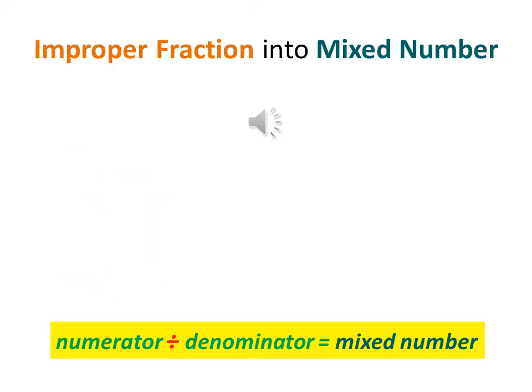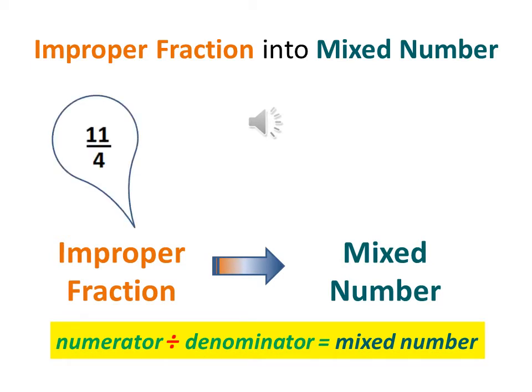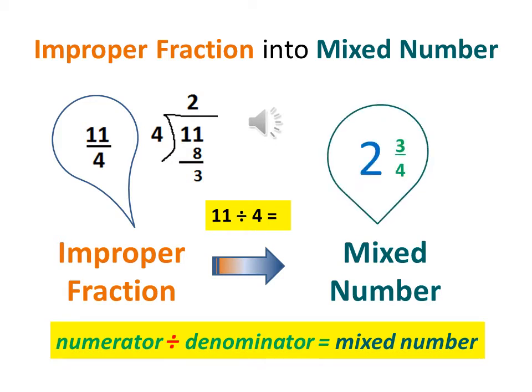Now take a look at how to change an improper fraction into a mixed number. Let's start with the improper fraction 11/4. Another way of writing that is 11 divided by 4. 11 divided by 4 equals 2 with a remainder of 3/4, and that is your mixed number equivalent, 2 3/4. So remember the equation to change an improper fraction into a mixed number. Simply take the numerator, divide it by the denominator, and you'll have your mixed number.